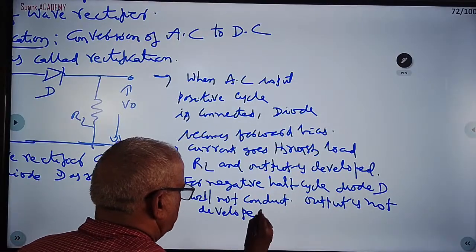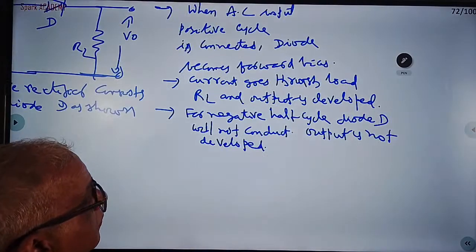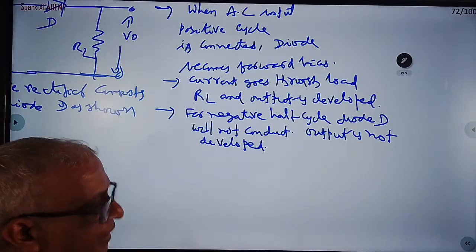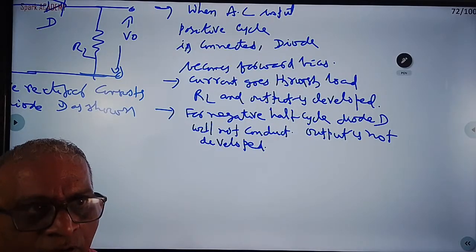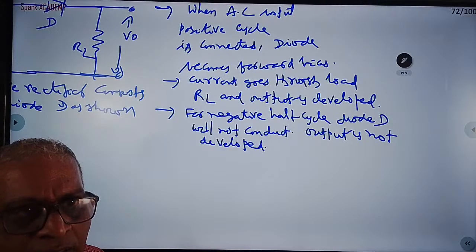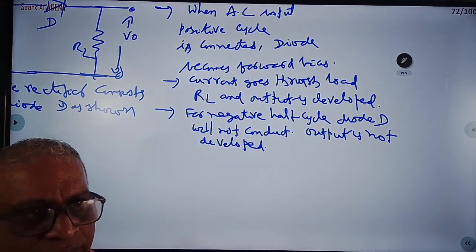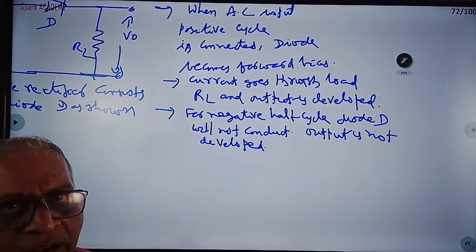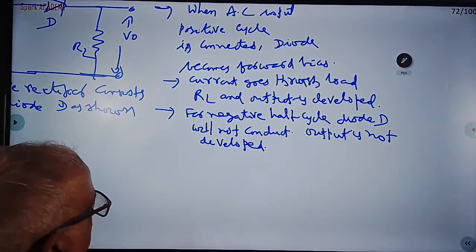That means for positive half cycle, it is getting developed. For a negative half cycle, it is not getting developed. Again, for positive half cycle, diode will conduct. For negative half cycle, diode will not conduct. So continuity will not be there in DC waveforms. So I am drawing waveforms next.